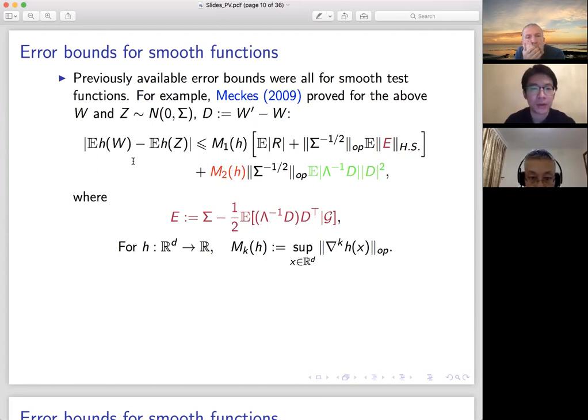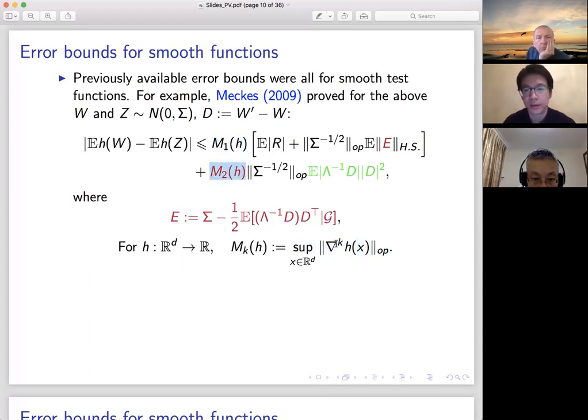So now we are looking at the test function h from R^d to R. The quantity involving h in the upper bound generally is M_k(h). That is defined to be a sup of the operator norm of the k-th partial derivative of h, when it's viewed as a linear operator on k d-dimensional vectors, and then over all the arguments x. Here we only need M1 and M2.